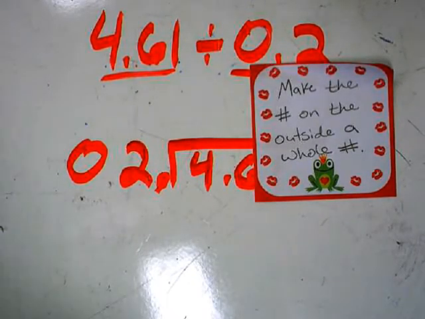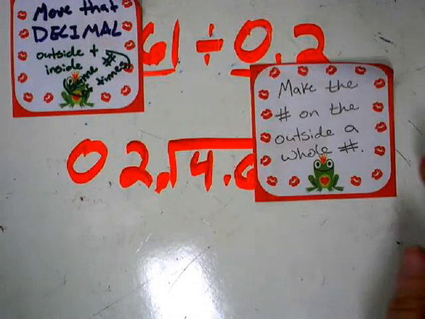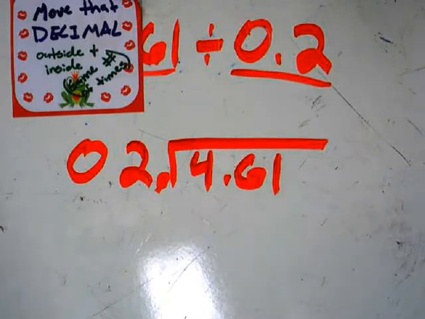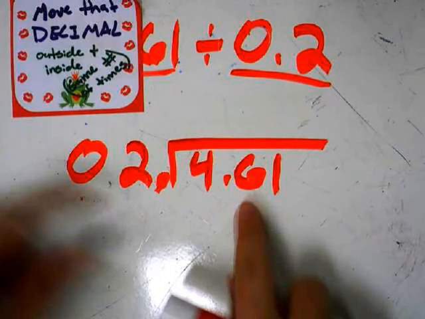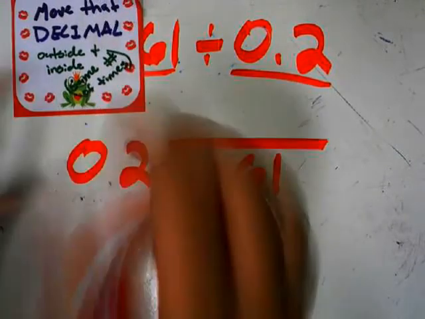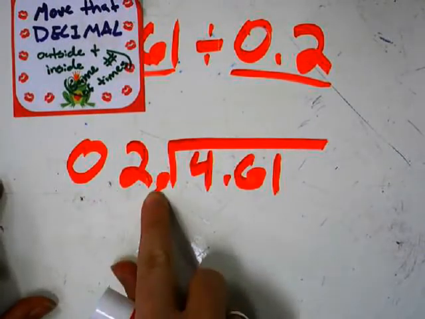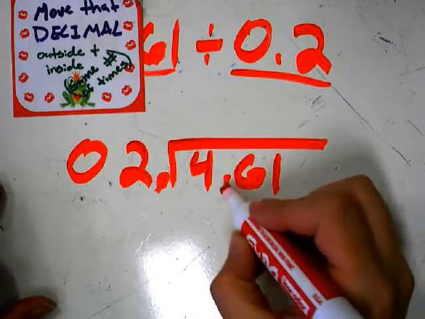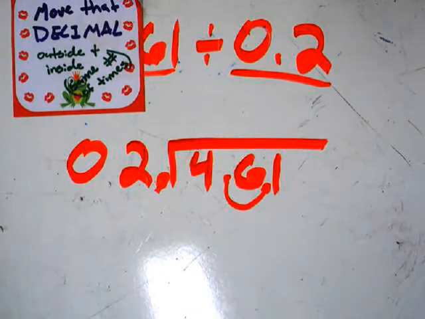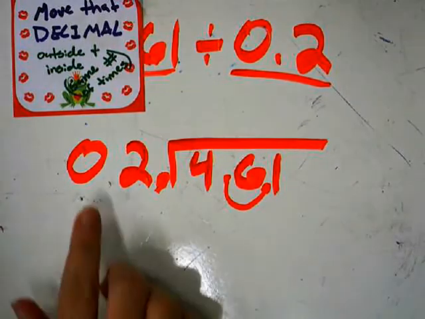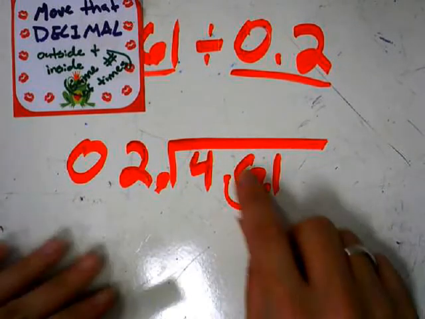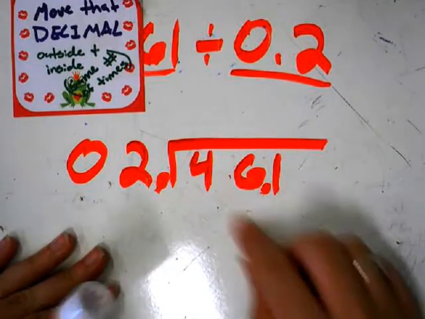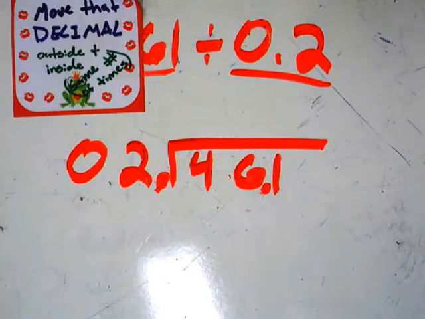But there's one thing that you have to make sure that you remember. When you move that decimal, if you do it on the outside, you also have to do it on the inside. And you do it the same number of times. So we moved it once on the outside, so we have to move it once on the inside. So now we really have 2 going into 46.1. Alright, now let's do the division.